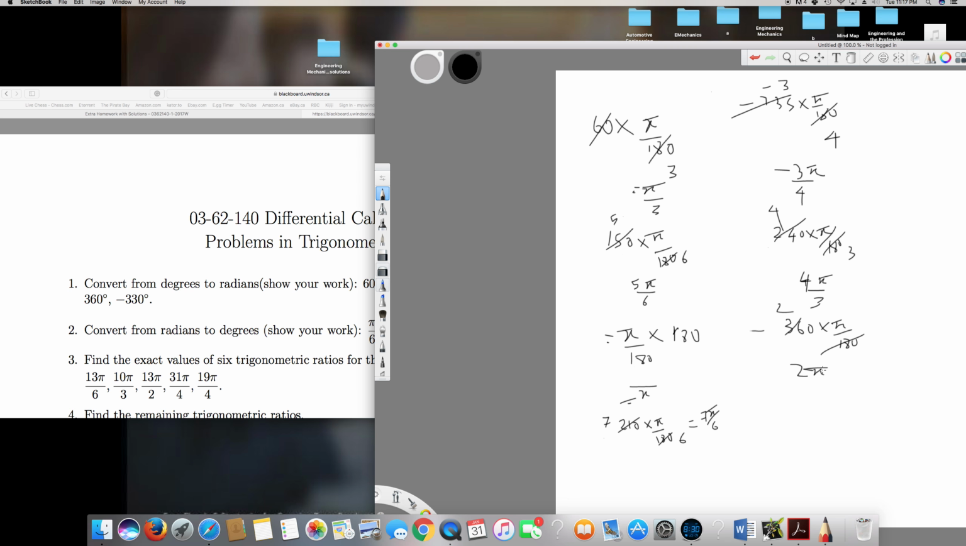And the next one is asking minus 330. Minus 330 times π over 180. 30 times 6 is going to be 180, and 30 times 11 is going to be 330. So minus 11π over 6 is the answer. That's all it is. And then let's move to the next question.